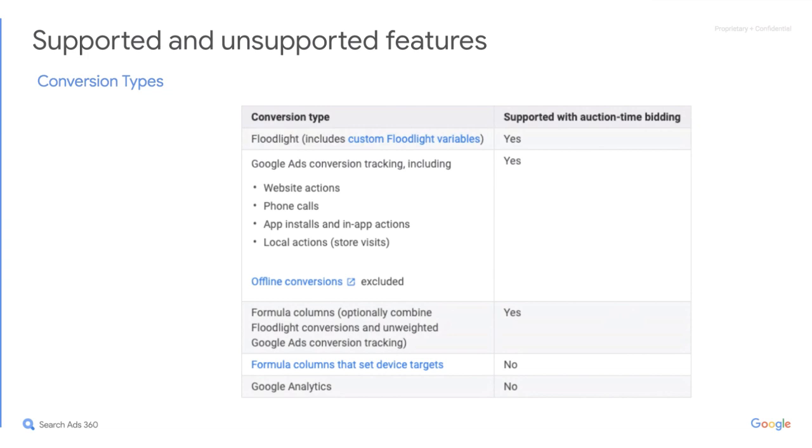Formula columns, if you're combining floodlight only, it is absolutely supported, weighted or unweighted. But if you're combining a floodlight conversion and an unweighted and a weighted Google Ads conversion tracking, it is not supported today. So if you have unweighted Google Ads conversion tracking, it is supported as well. And formula column that's a set device targets is not supported, and Google Analytics is not supported as well. But we will soon launch Google Analytics support for auction time bidding in a beta in the coming months.